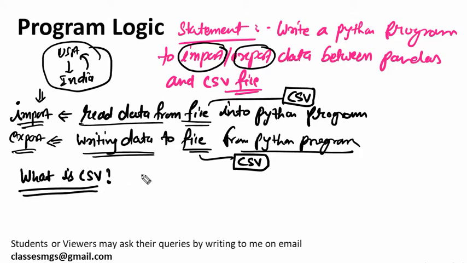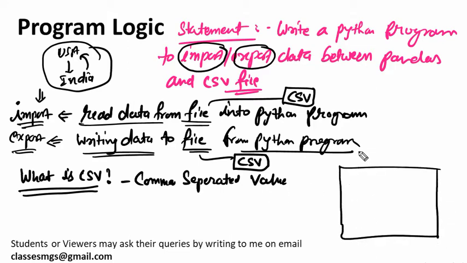CSV means comma separated value. The full form may be asked in the board exam also. What is its meaning? Let's suppose some file a.txt is there. Its extension for a text file will be .txt, but in case of CSV files, we explicitly mention the extension of the file as a.csv.